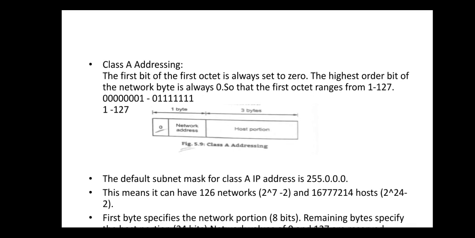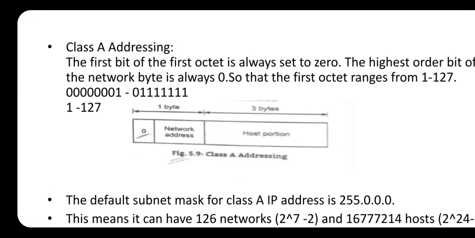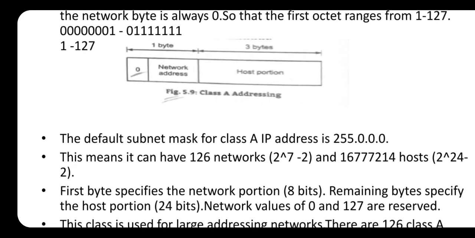Check here, in class A, the first bit of the first octet is always set to 0. The highest order bit, that is the most significant bit of the network byte, is always 0. Network address में से जो सबसे पहले वाला bit है, most significant bit is always 0 in class A. Okay, and the first octet range is from 0 to 127. Check here, all zeros and all ones, that is 127.